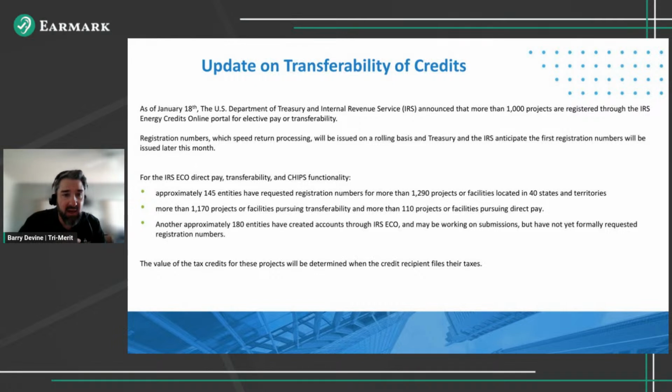So they said they had about 1,100 projects or facilities that were trying to do either elective pay or transferability. 110 projects were pursuing direct pay. All the other ones were pursuing transferability, so going to sell their credit. The portal came online late last year. It's working. Had a few hiccups. They're a little slow in giving registration numbers, but now it's up and running. So somewhere north of 3 billion in 2023 credits will transfer.